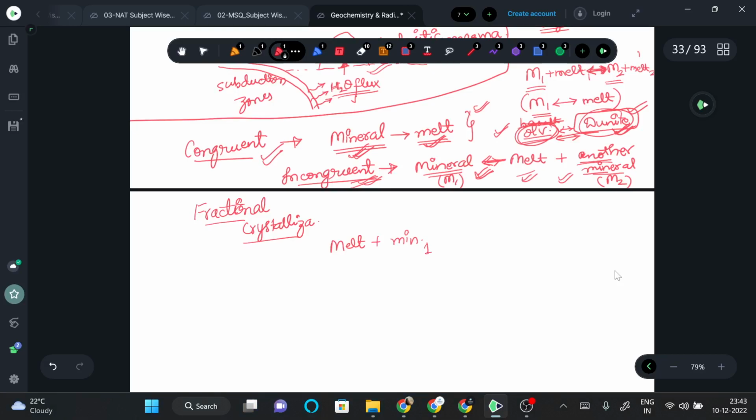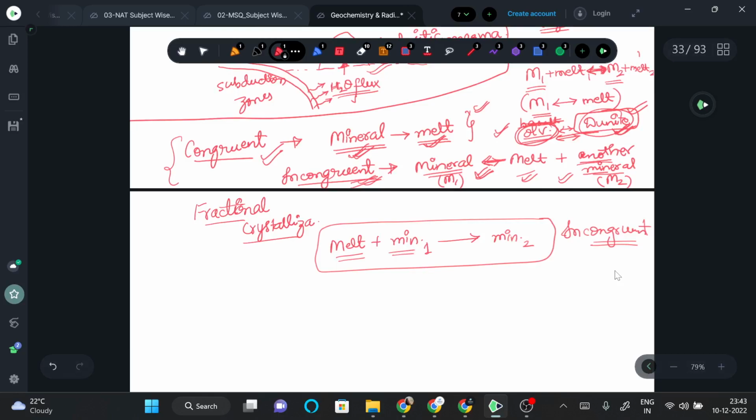Now if this is crystallizing, if this is giving you mineral 2, some other mineral will be formed utilizing this melt and mineral 1. So now this is actually incongruent crystallization. This is the form of incongruent because you are getting new solids here. Although congruent and incongruent terms are not used for crystallization, these are used for melting. So if you reverse this, this will be fractional melting.